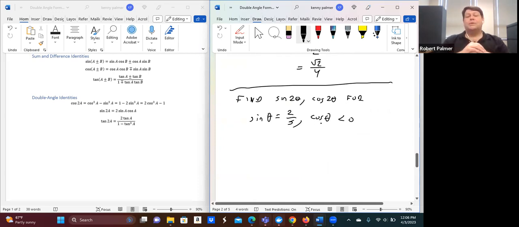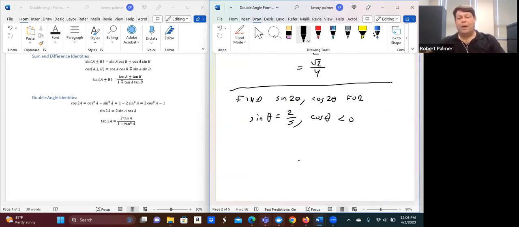Now, where can we start? Well, first off, let's figure out what we know about this angle theta itself. We know its sine. We know two things, or actually three things.